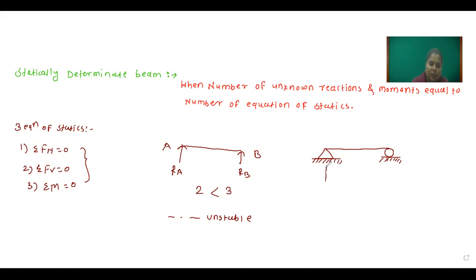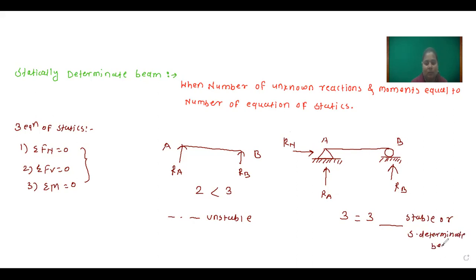Okay, good. For the hinge support, one vertical and one horizontal, so this is RA and this is RH. And for the roller support, one reaction. So for this particular beam, the number of unknown reactions and moments is 3. And the number of equations of statics is 3. So 3 is equal to 3. So this beam is stable, also called a statically determinate beam.